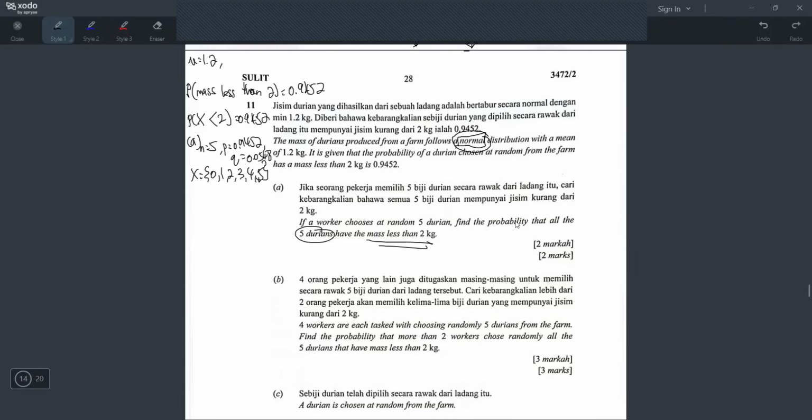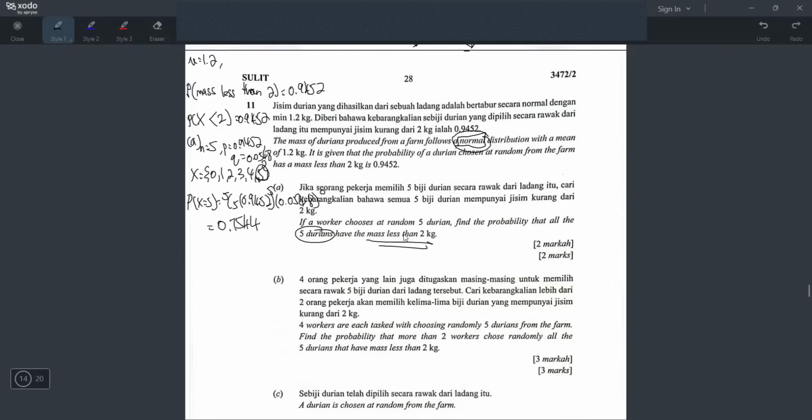But since they want you to find probability that all 5 durian have mass less than 2 kg, it means you are finding P(X = 5). So you are taking 5C5, and then probability of success, which is 0.9452 power 5, and then 0.0548 power 0, because 5 minus 5 is 0. So 5C5 is 1, this one power 0 is 1. So that's why I say you just tekan 0.9452 power 5. So you get 0.7544.